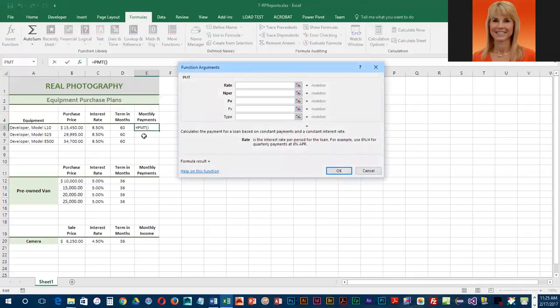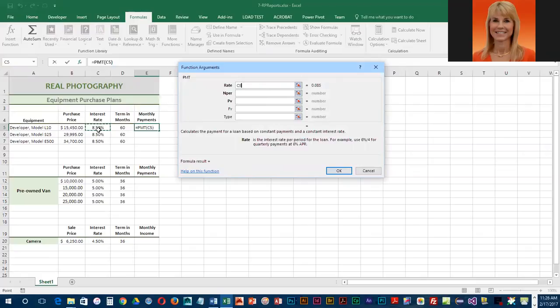And it puts equal payment in the cell. And then within the parentheses, we need to give it the rate, the number of periods, and we also need to give it the present value. And for the rate, what we're looking at is C5. So we'll go ahead and click on that.